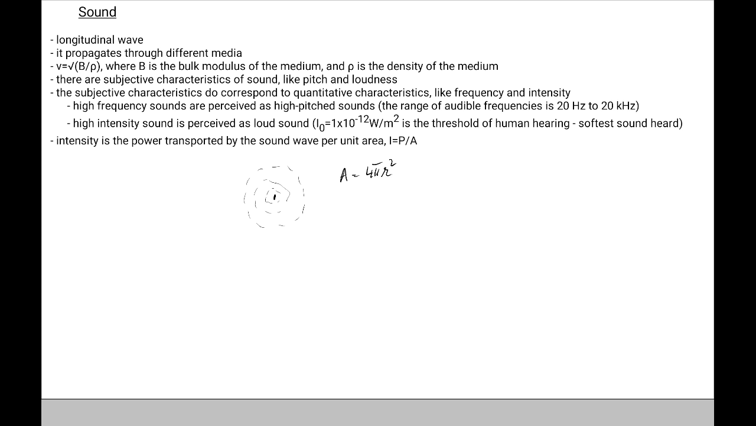But if we're looking at the power that the eardrum gets, then power would be area times intensity. In that case, the area is the area of a circle, so it is just pi r squared. So depending on the wording of the problem, the area can either be the area of a sphere or the area of a circle.